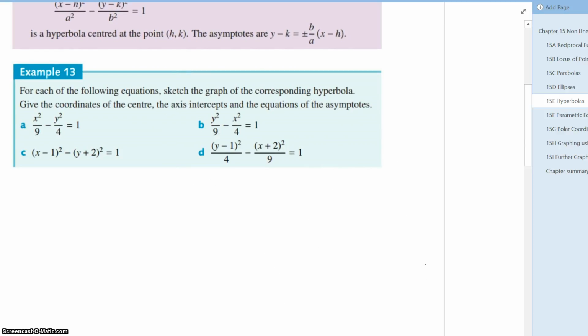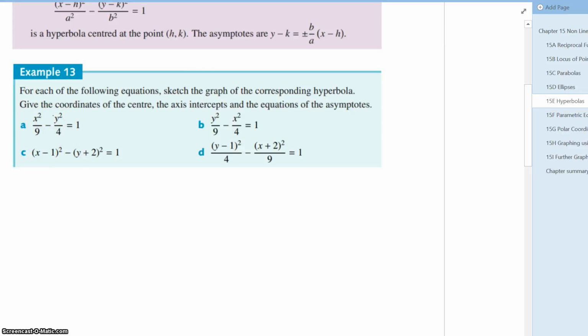Okay. Right, so the first question I've got is x squared on 9 minus y squared on 4 equals 1. So this is the standard kind of form that we're going to be looking at, so something minus something else. Notice that it's slightly different to ellipses, because ellipses have a plus in the middle. I guess circles also have a plus in the middle as well. But these ones have a subtraction.